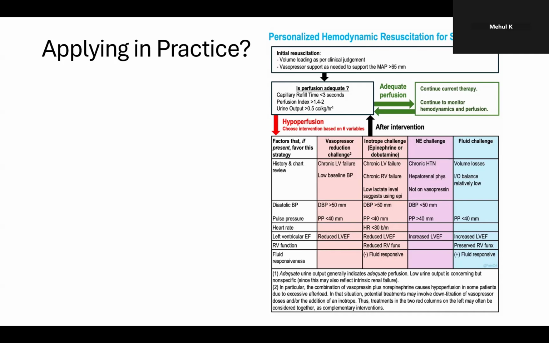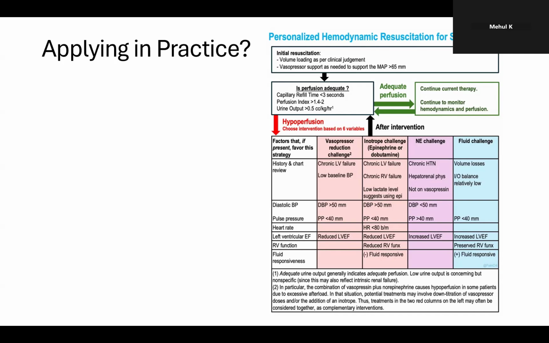So that is why Andromeda showed, even on Bayesian analysis, that there is a benefit for capillary refill time analysis. So a capillary fill time of less than 3 seconds, or you go with your usual urine output. You're going to look at all these factors before you decide whether to go for your vasopressors or your inotropes or your fluid challenge or a norepinephrine challenge.